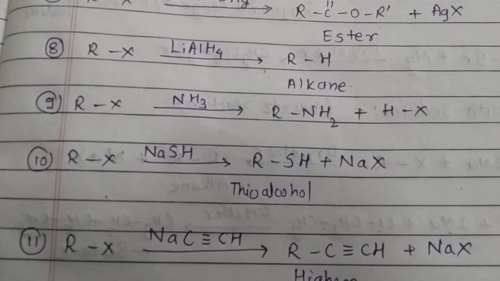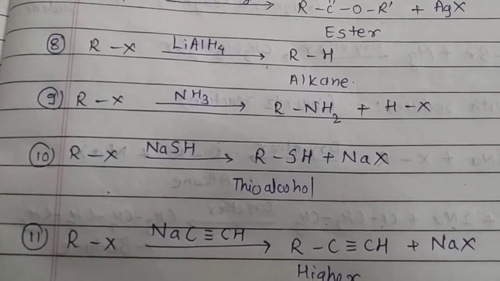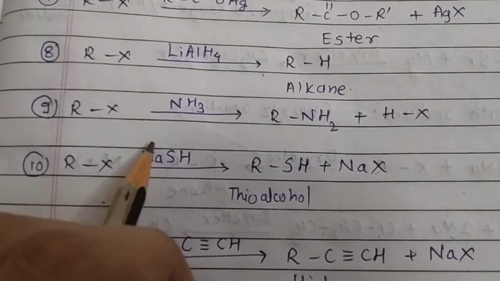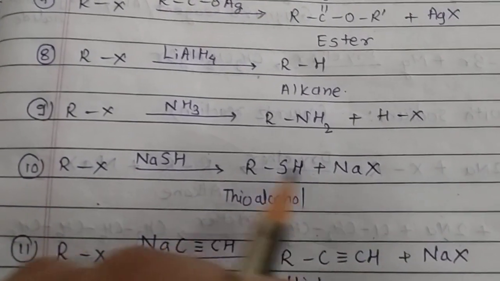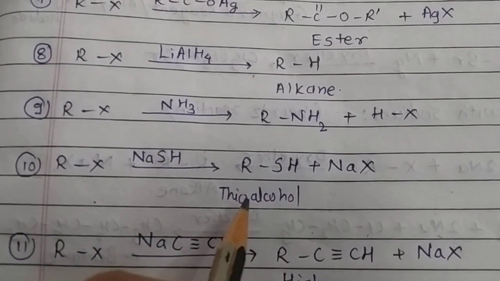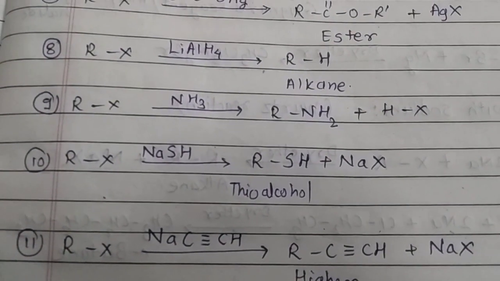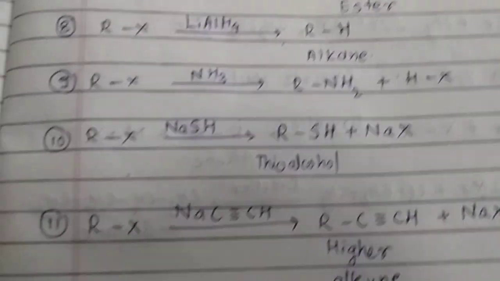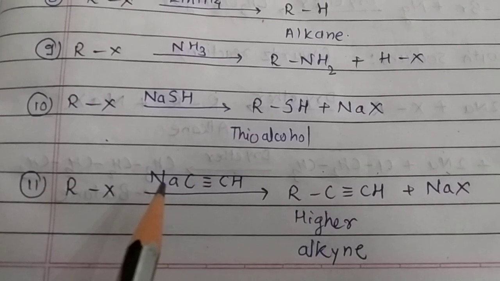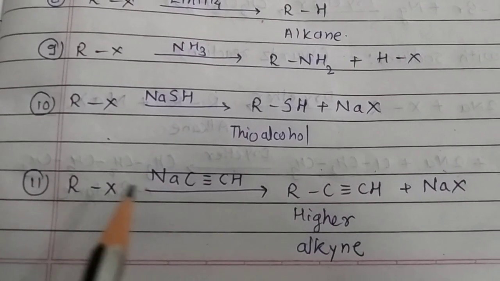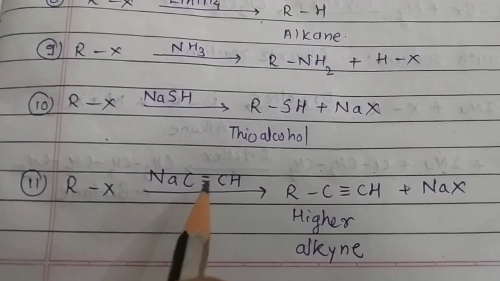Same goes with NaSH, so H is positive, so here sodium is positive because it is metal. Okay, so here it is metal, so sodium positive, it goes with X, so NaX, and SH will attach to R, that is thioalcohol we get. Metals are always electropositive as compared to non-metals. Then with alkyne, last reaction, again there is metal, sodium, so it will go with halogen, NaX, and we'll get higher alkyne, RC≡CH.